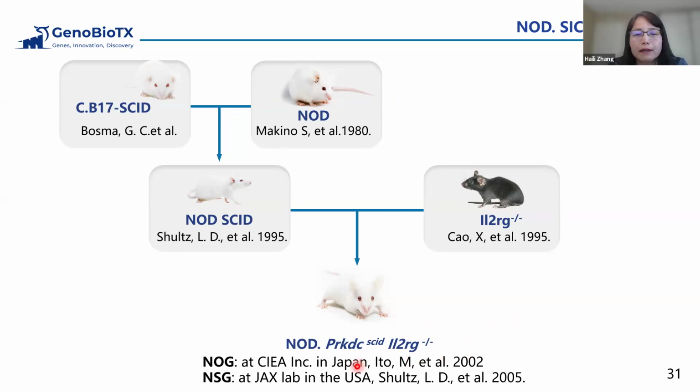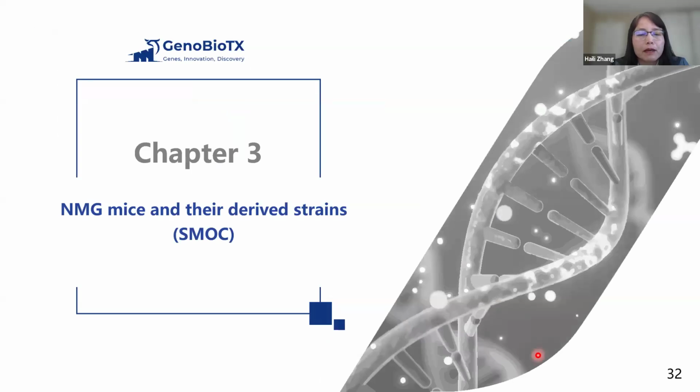The first NOD-SCID IL-2 receptor gamma was reported as NOG in Japan in 2002, followed by NSG, developed by Jackson Lab in 2005. We also independently developed the NOD-SCID IL-2 receptor gamma mice named NMG in 2017. So in this third section, I will mainly focus on our company-developed NMG and its derived strains.